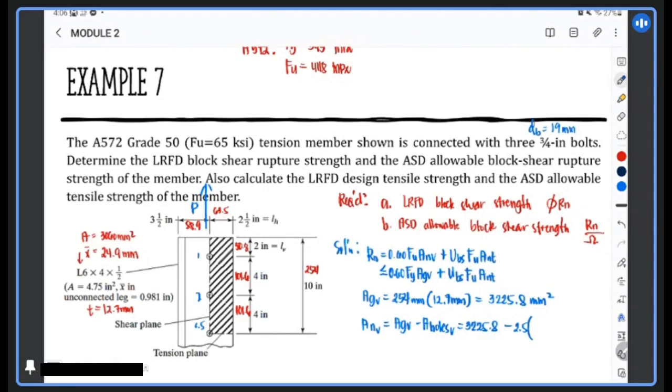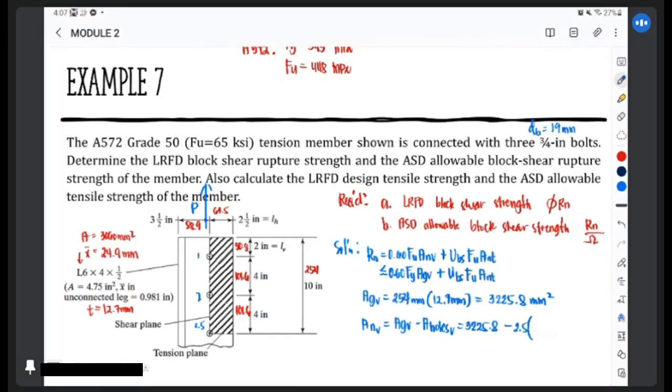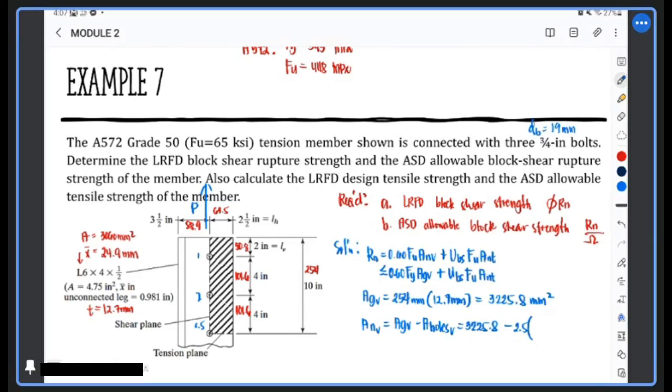If 19 mm is our bolt diameter, what would be our effective hole diameter? Is it plus 4 or plus 2? Plus 4, that's 23 mm, multiplied by the thickness of the angle. What is its thickness again, sir? 12.7 mm. Okay, that is our net area for shear.